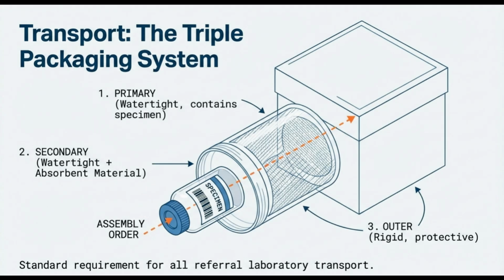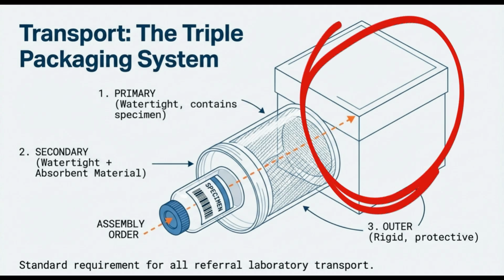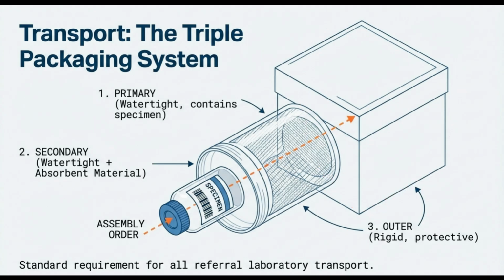This primary container then goes inside layer 2, the secondary container. It also has to be watertight and, this is important, it has to contain absorbent material to soak up any leaks that might happen from that primary vial. Finally, the secondary container is placed into layer 3, the outer packaging. This is a tough, rigid box that can handle the bumps and drops of transport. This whole system is the gold standard for making sure samples arrive safely and intact.